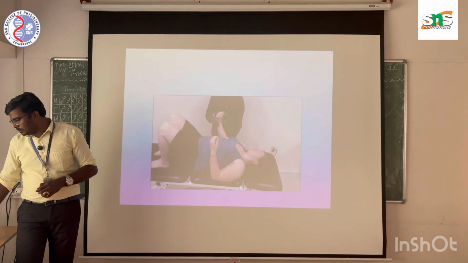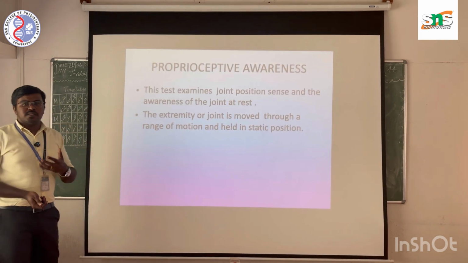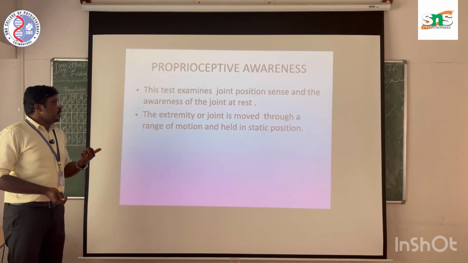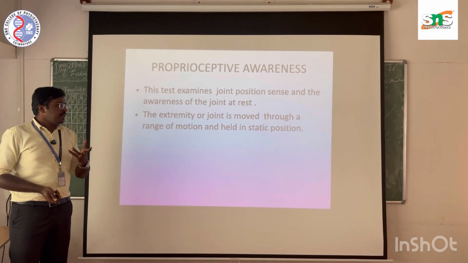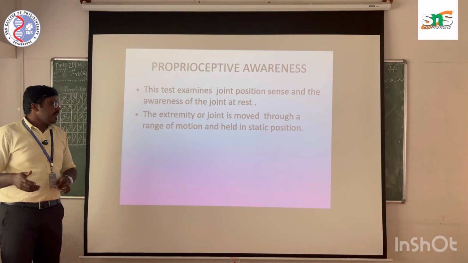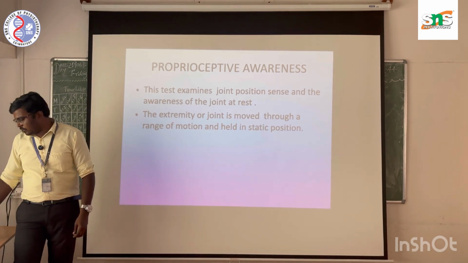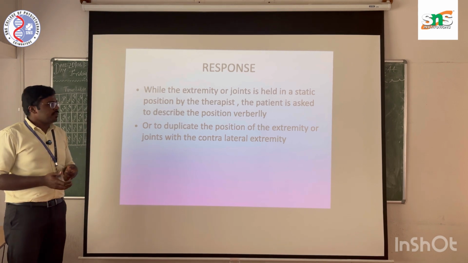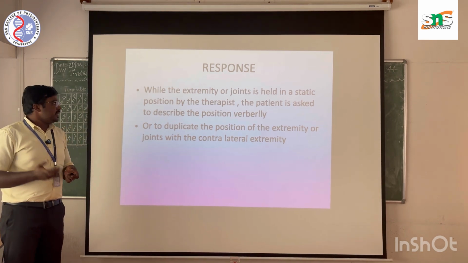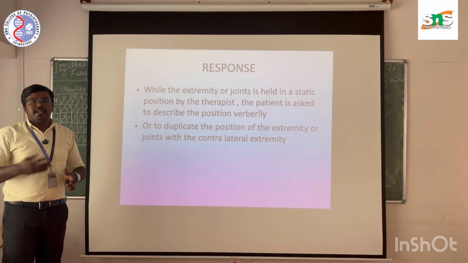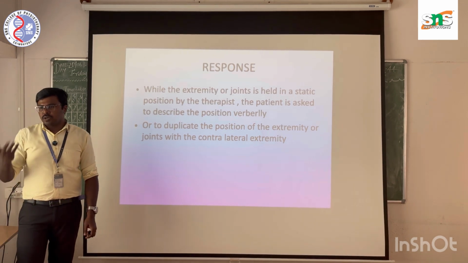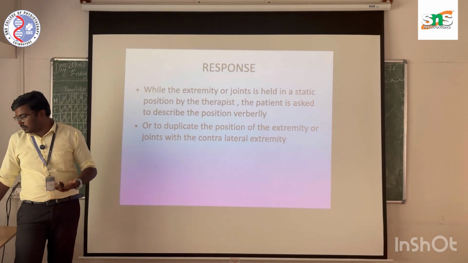Second, proprioception. This is joint receptor or joint position sense, which we assess as the extremity or joint is moved through the range of motion and held in a static position. For the response, while the extremity or joint is held in a static position by the therapist, the patient is asked to describe the position of the joint verbally.